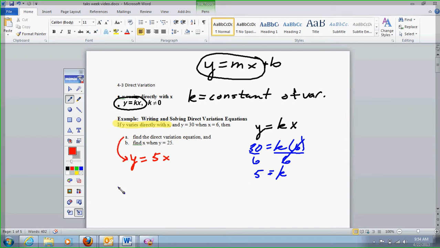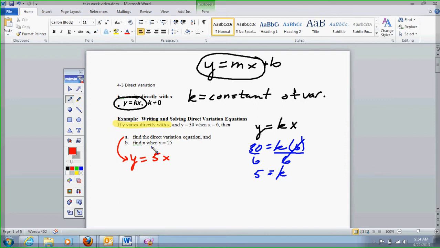This is how you write the direct variation equation. Again, all I did was take my direct variation equation, y equals kx. They gave me y and x. So now I just substitute the 6 in for the x, the 30 in for the y, and solve for k using my equation solving capabilities.